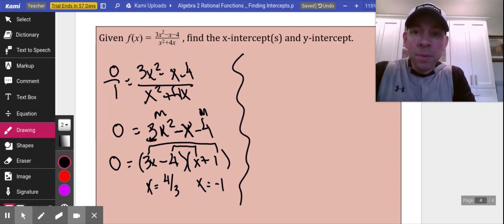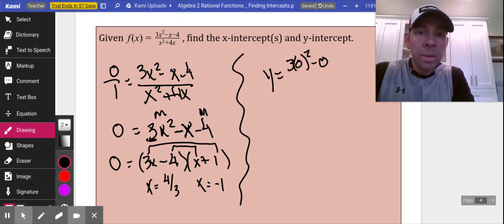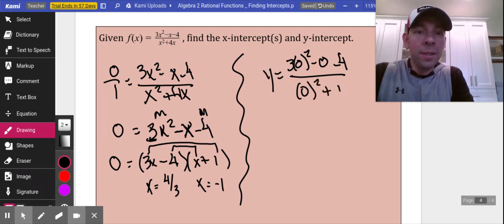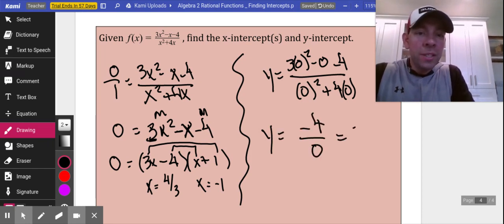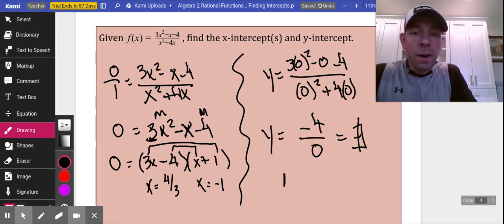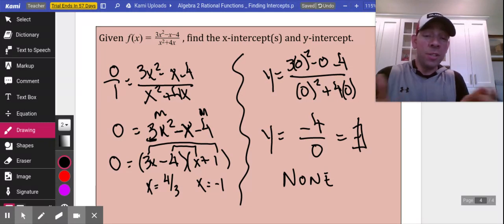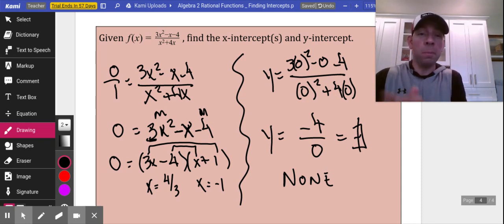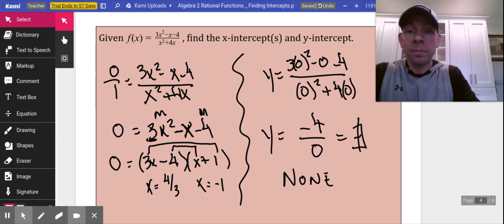As far as my y-intercept goes, we'll go ahead and substitute a 0 for all the x's. Again, you do not need to write this all out. I'm just doing this for emphasis so that we can see the process, kind of what's going on behind the scenes. I'm getting negative 4 divided by 0, which is undefined, which means there are none. There are no y-intercepts, which probably means I've got a vertical asymptote at x equals 0, which I think we could confirm based on our last video is the case.